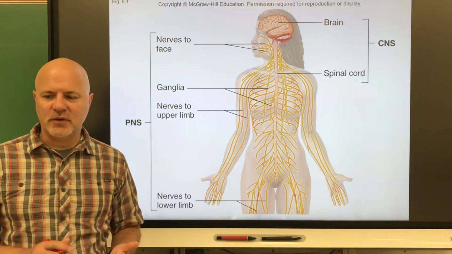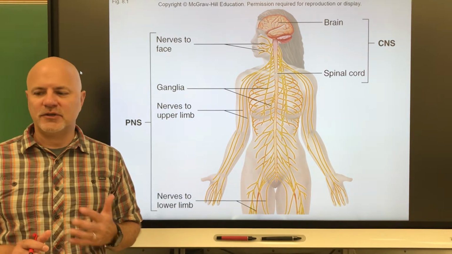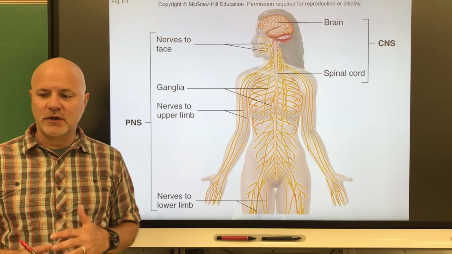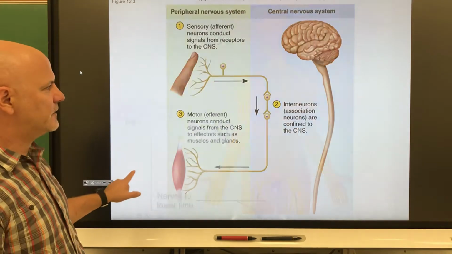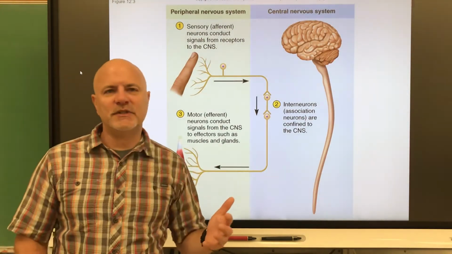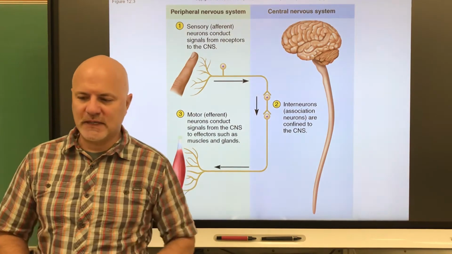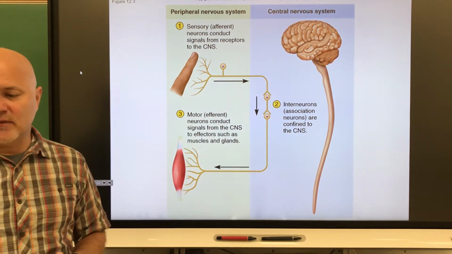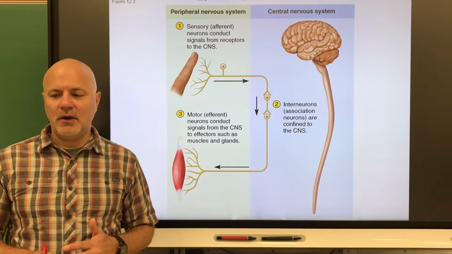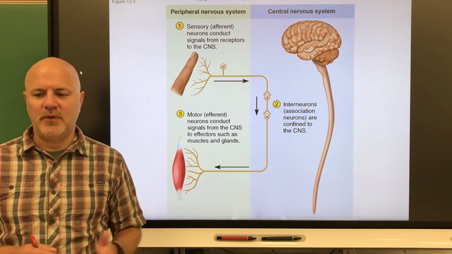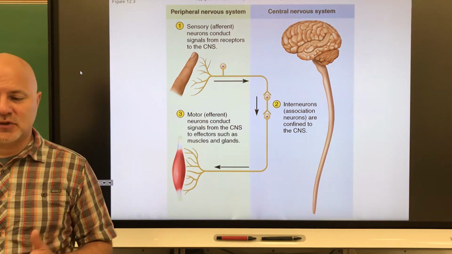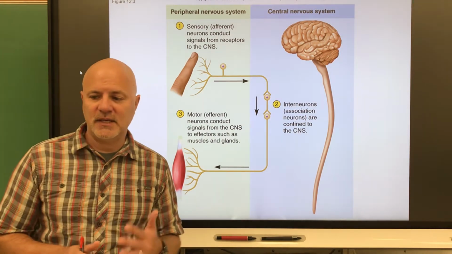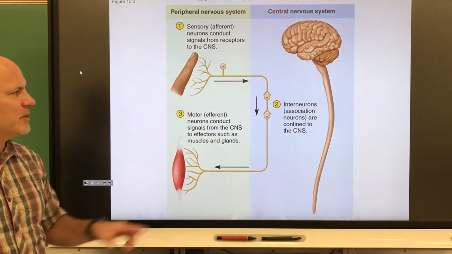The first is the sensory division, and these are nerve fibers that transmit impulses to the central nervous system from our sensory receptors. And sensory receptors are what you can think of as our senses. Next is the motor division. So these are nerve fibers that are going to transmit impulses from the central nervous system to effectors. An effector is a muscle or gland that responds to stimulation.